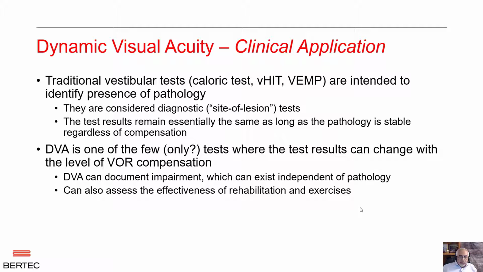DVA is one of the few tests where the test results can change with the level of dynamic compensation. And in fact, it may be the only test that examines the VOR compensation. DVA can document the impairment, and that's very important to differentiate from pathology. In other words, patients with the same pathology can have low or high level of impairment based on the level of compensation. This makes the DVA test a good tool to assess the effectiveness of rehabilitation and exercise-based therapies.